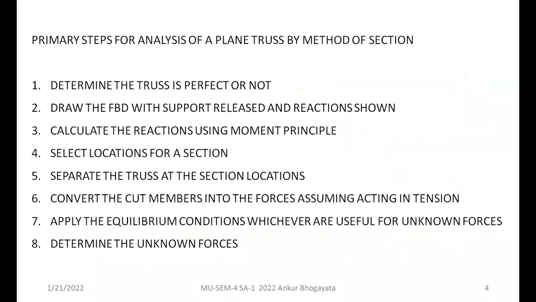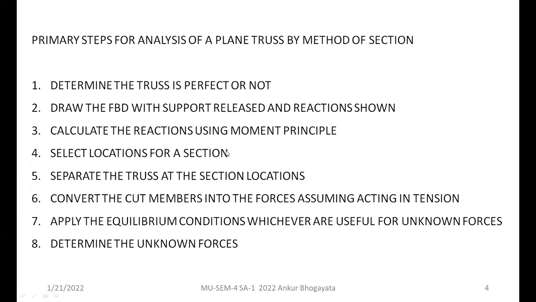Right. So let's have a quick look at the primary steps for the analysis of a plane truss by method of section. So determine the truss, whether it is perfect or not. Draw the free body diagram by releasing the supports and replacing them with reactions. Calculate the reactions, select the location for a section. So from step 4, your method changes.